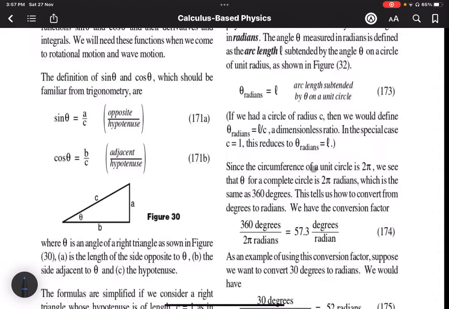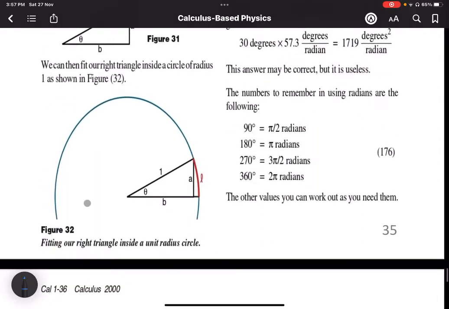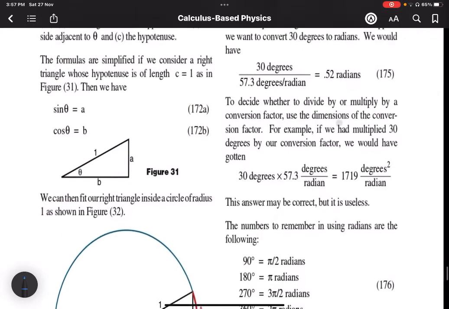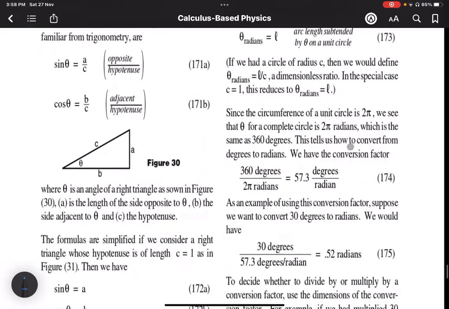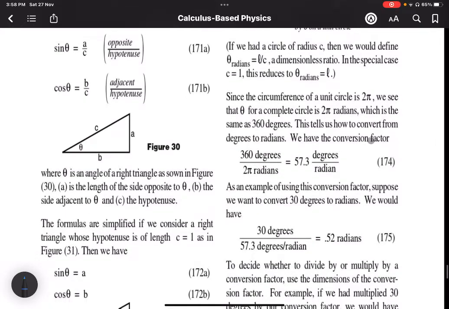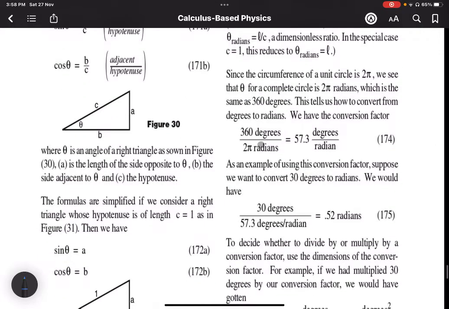So, since the circumference of a unit circle is 2 pi, we see that theta or the angle for a complete circle is 2 pi radians, which is the same as 360 degrees. Pag sinabing 360 degrees, ito yung full circle, no? Isang ikot ng circle na yan, ang measure ng angle na yan ay 360 degrees and is represented by 2 pi radians. This tells us how to convert from degrees to radians. We have the conversion factor of 360 degrees divided by 2 pi radians will give us 57.3 degrees per radian.